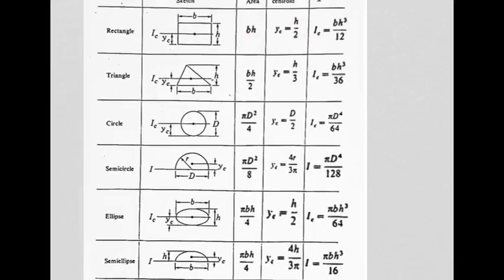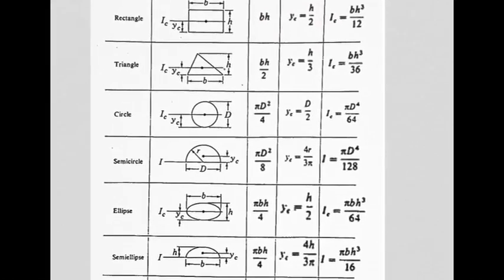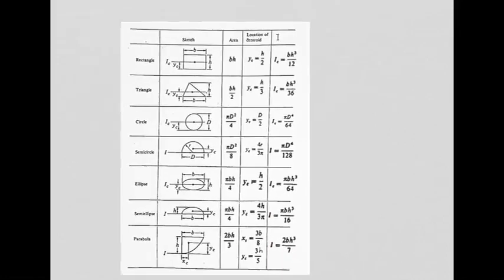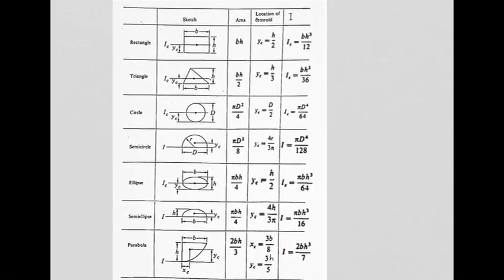And then you can look through the table and look at lots of other common shapes. A triangular shape, there's your I formula. A circular shape, one you'll use often, pi d to the 4 over 64. Semicircle, ellipse, semi-ellipse, and finally a parabola. So these are the common shapes you are likely to use in the work we're about to do on the second moment of area.